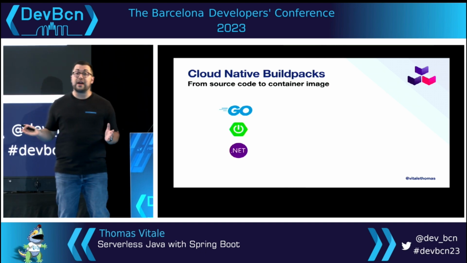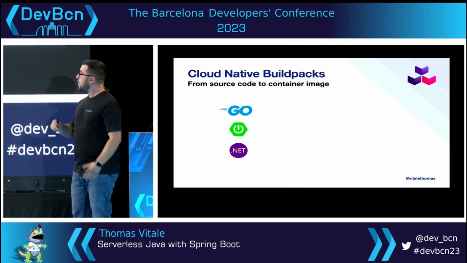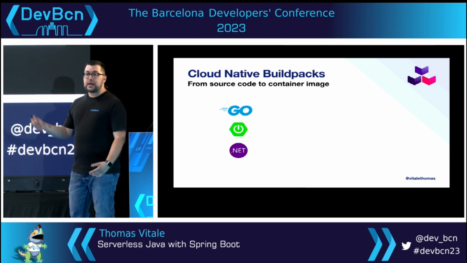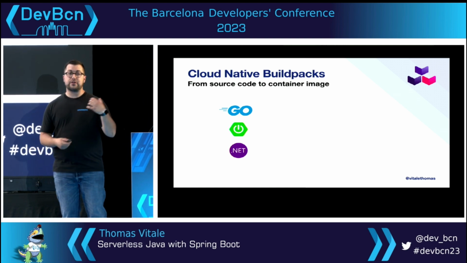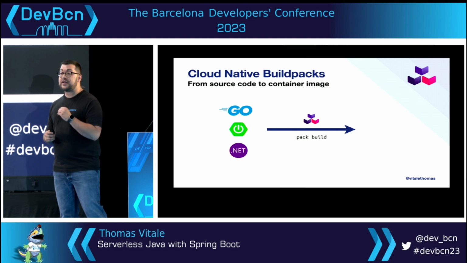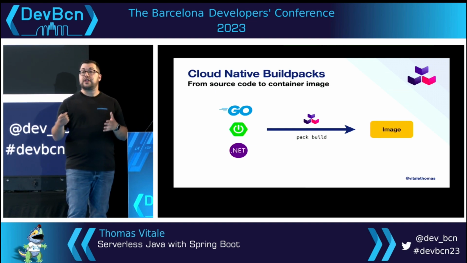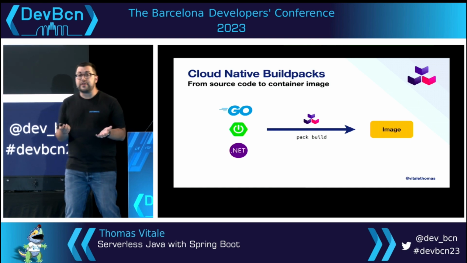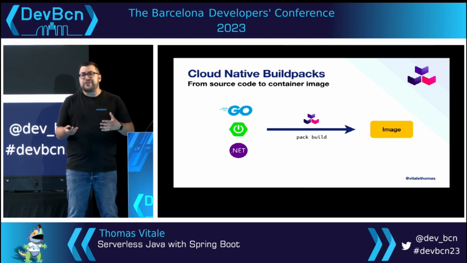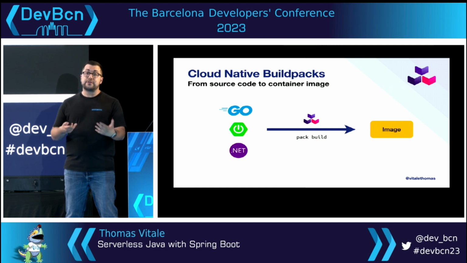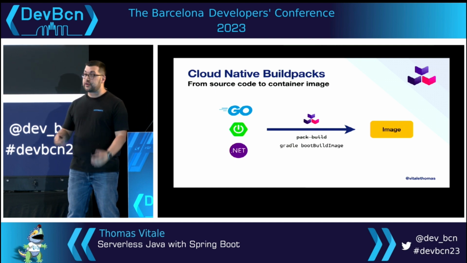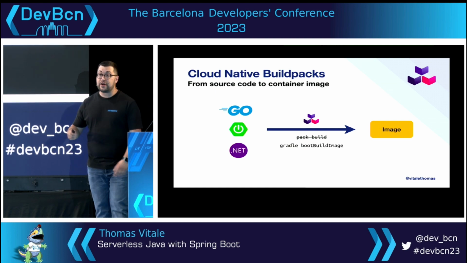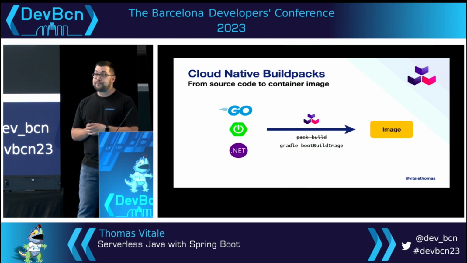It works with any kind of language. So if you work with whatever framework or language, then you can use Buildpacks in order to convert your application source code into a container image directly. And that container image will be production ready, will be secure, will be performant. And the good thing is that you don't even need to install additional tools, because in Spring Boot, you can do it directly from Maven or Gradle. For example, from Gradle, I run the bootBuildImage task.